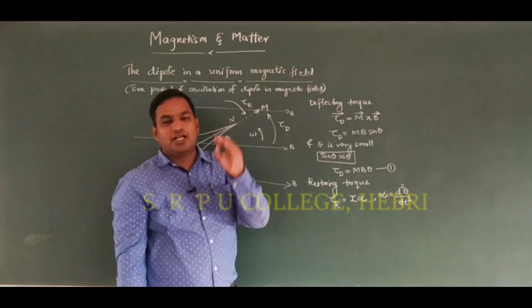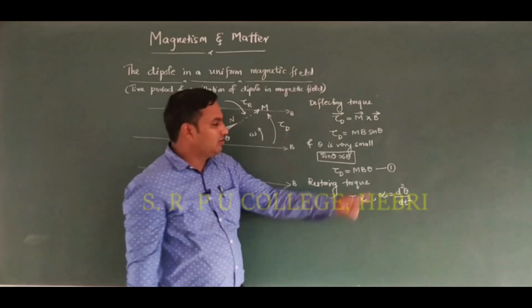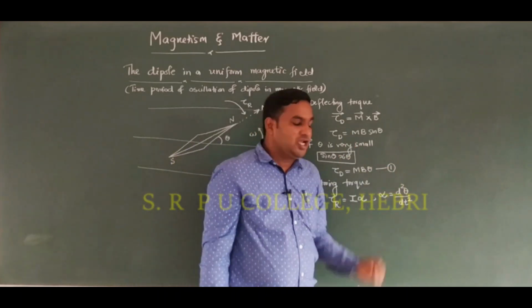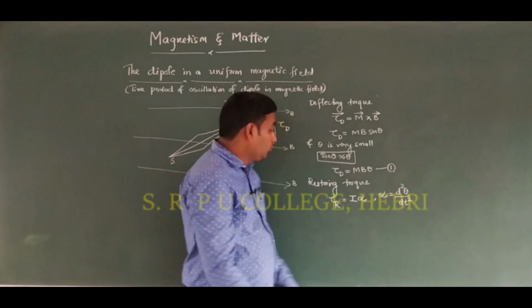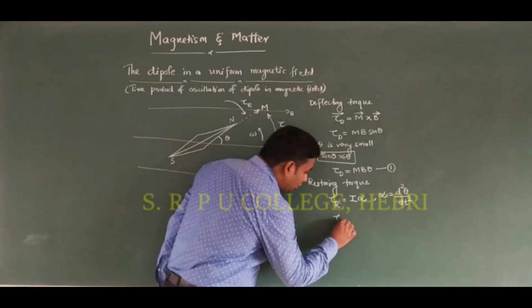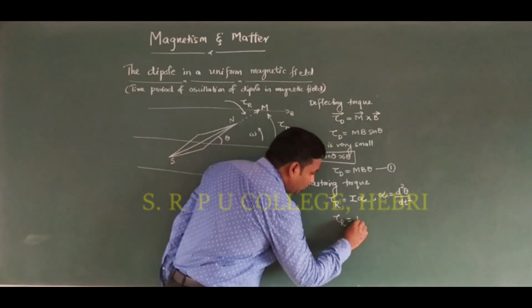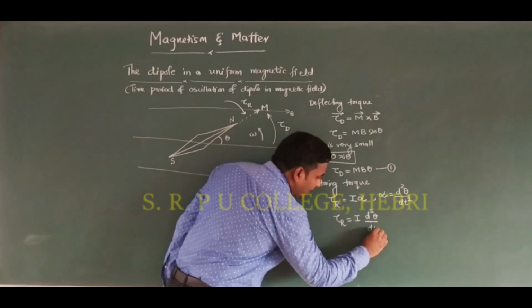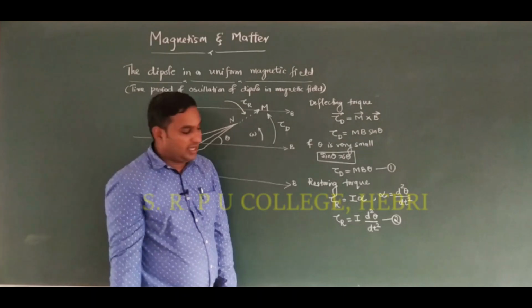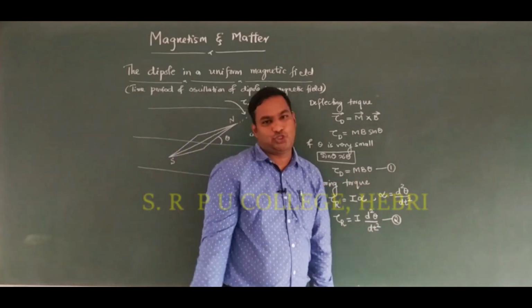If you differentiate angular displacement two times, it gives angular acceleration. Automatically, the restoring torque tau r is equal to I into d square theta divided by dt square. I assume that as equation number 2.